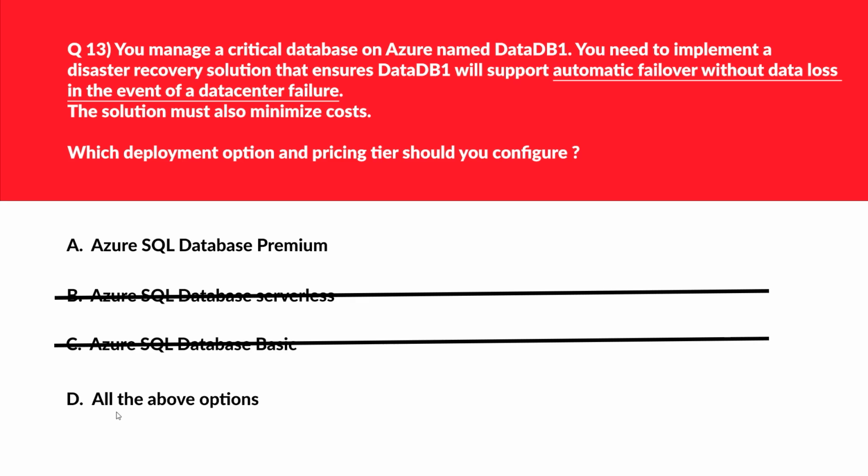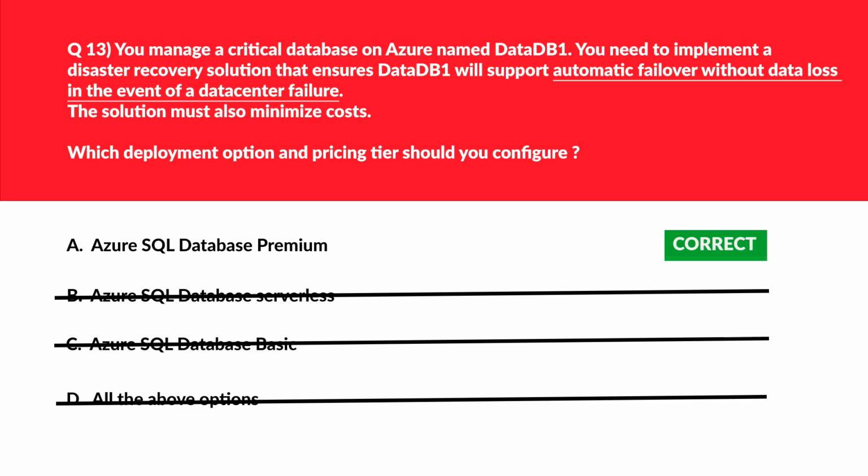Now let's move to option D. D says all the options. It cannot be all the options because we have already rejected option B and C. So this is also out. We are left with one option, Azure SQL Database Premium, and it is the right answer.